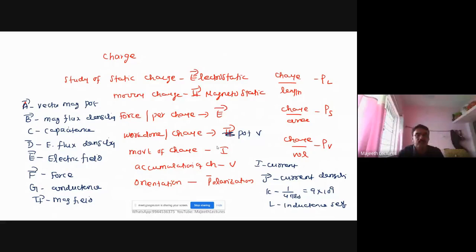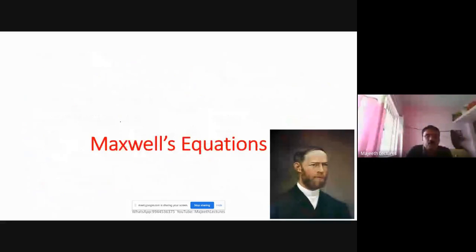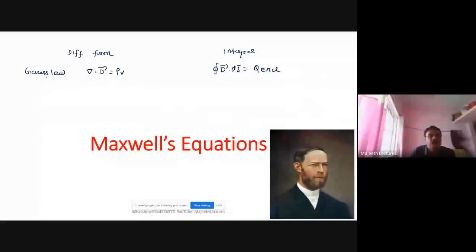Now we go to Maxwell's equations. This is a very important set of equations. First I write the equations. They have two forms: one is differential form and another one is integral form. Gauss law is the first Maxwell's equation. Just now I told, del dot D is equal to rho v. The equivalent form is, we know, closed integral D dot dS is equal to Q enclosed. This is Gauss law for electric field.